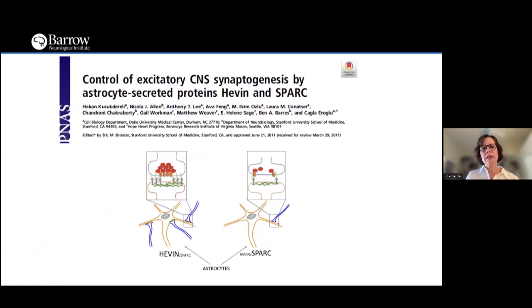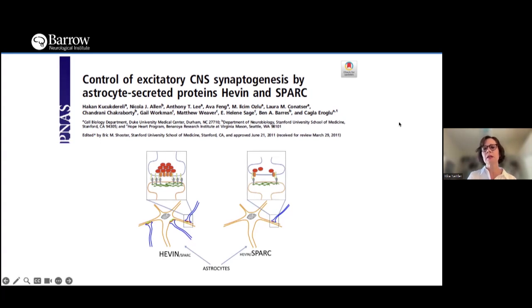So we were really excited about this because Hevin, or SPARCL1, and SPARC have definitely been proteins that have been associated in neurodevelopment as critically important for synaptogenesis in the CNS. All of these studies have been done in mouse. Very little information has been gathered in human, and very little to no information has been gathered on whether any of this is dysregulated and dysfunctional in disease and could contribute to these synapse losses.